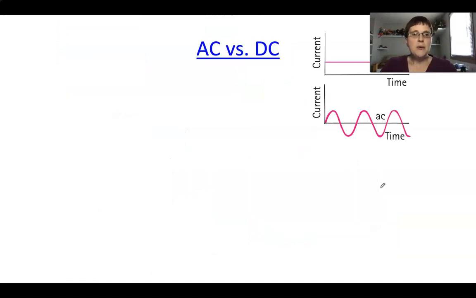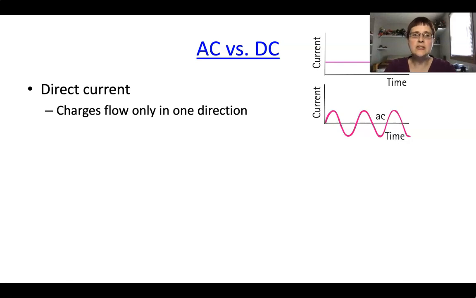All right, so our current, because we've been talking about current, it comes in two types. You've probably heard of AC current, DC current, which is funny because AC stands for alternating current, DC stands for direct current. So the C's are actually current. So what are these? So DC, direct current, the charges only flow in one direction.